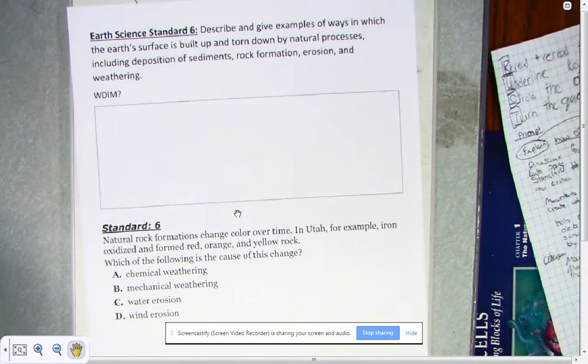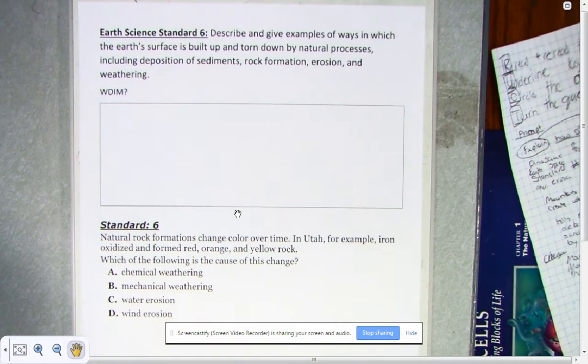So my standard is standard 6. The question is, describe and give examples of ways in which the Earth's surface is built up and torn down by natural processes, including deposition of sediment, rocks, and rock formation, erosion, and weathering.